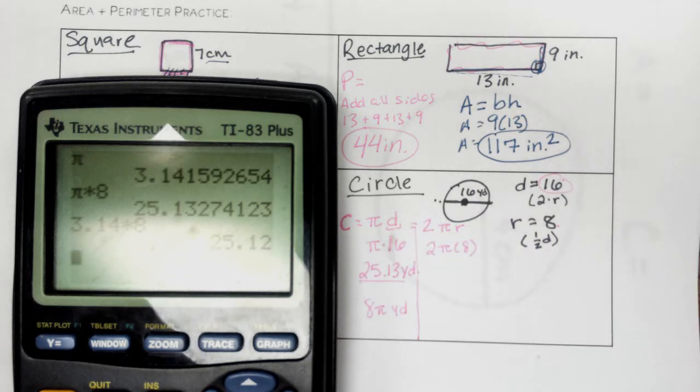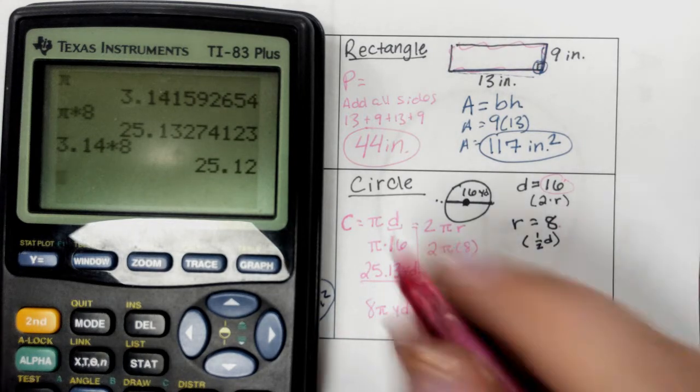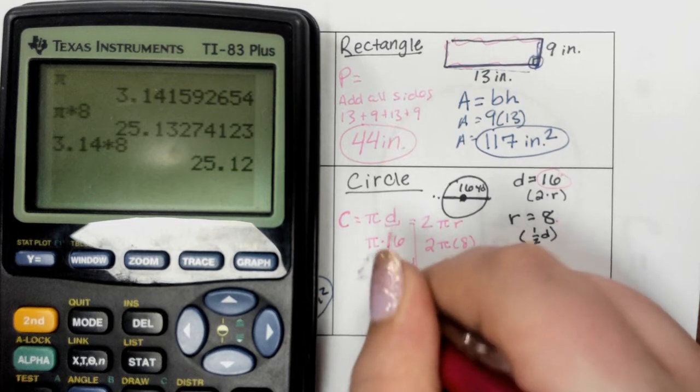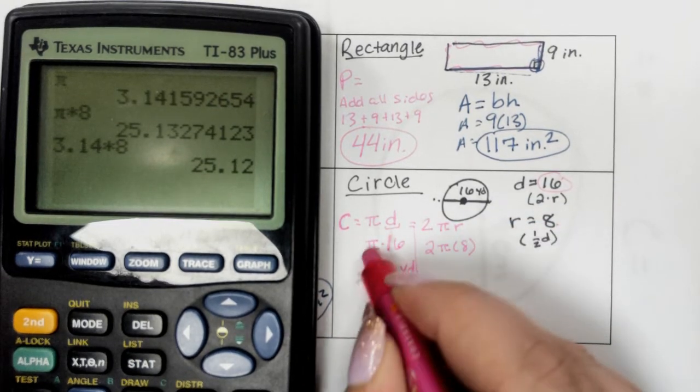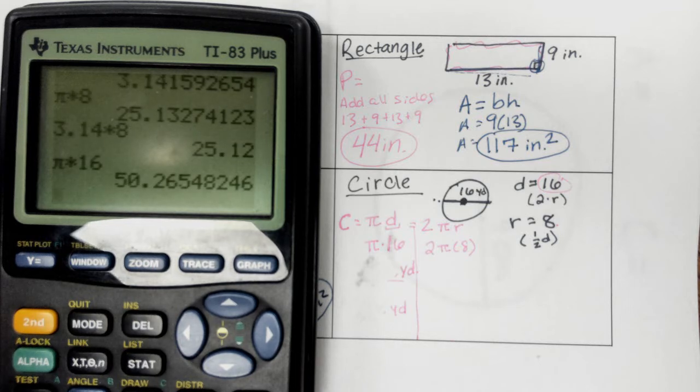So I'm going to change my answer here. I have made a mistake. I should have used 16, which means this is wrong, and this is wrong. So I found my mistake, and I've just erased everything below it that uses those numbers, because I have to go back and redo my math. So I've got pi times 16. It's been a day, guys.